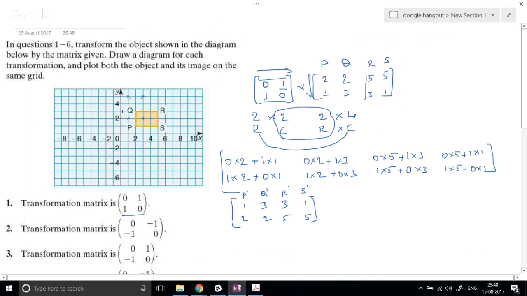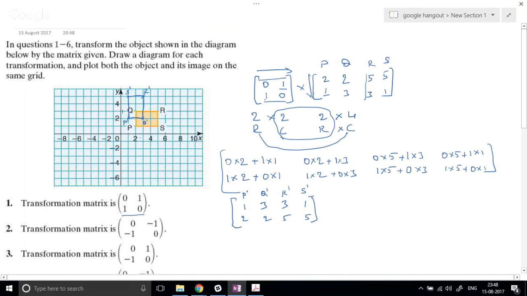Now join the diagram. Use your scale when you're doing this. Fine. So now name the points. So this is P prime. Second is 3 and 2, Q prime. Third is 3 and 5, R prime, and last is S prime.